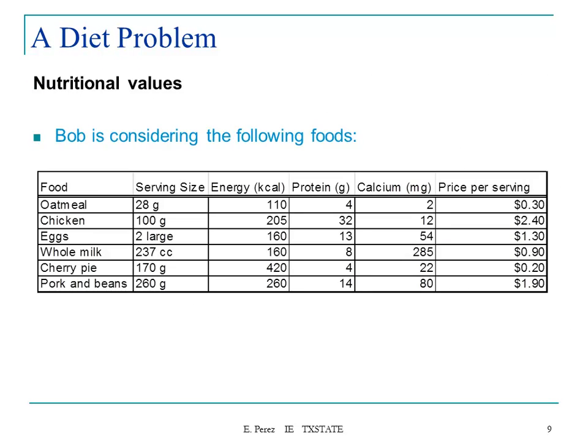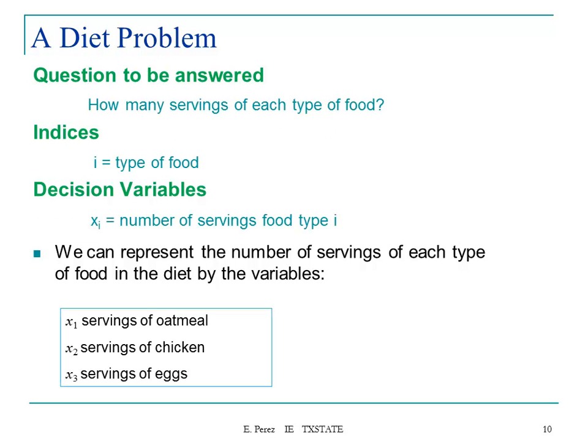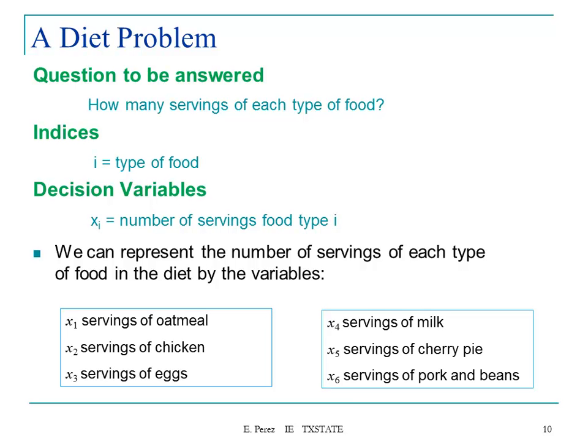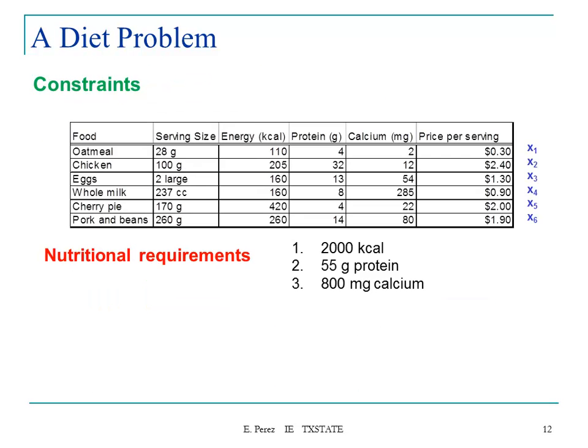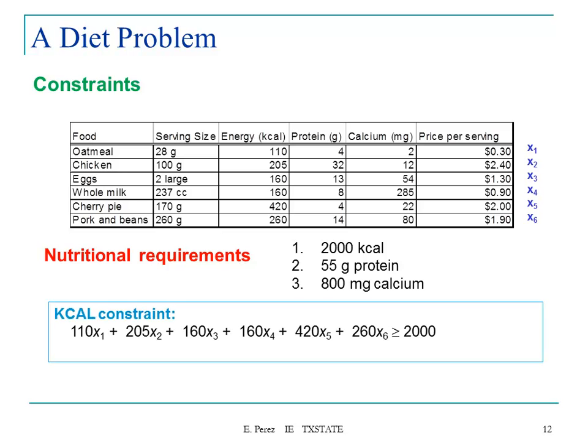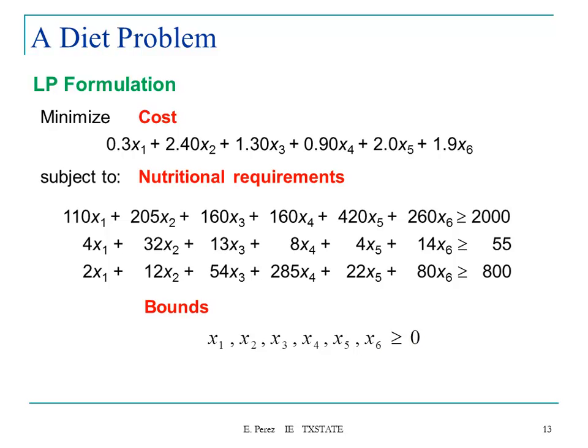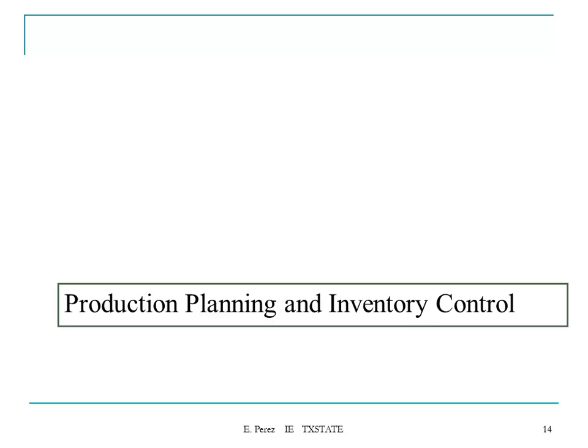So we discussed the diet problem. We went through the steps of how to identify the question that we need to answer and so on, so we can decide what decision variables we need, how to formulate that objective function, and how to formulate the constraints. So that was our linear program formulation for the first problem, which is the diet problem. Now, let's get to discuss this problem about production planning and inventory control.